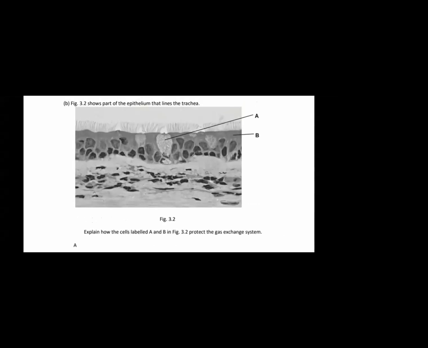Okay, so explain how the cells labeled A and B in figure 3.2 protect the gas exchange system. So by the way, we have just done this. Right now, Nawal did this with us. That's exactly what her answer was, but they have asked the same question in a different way. So okay. First of all, can you name cell A and cell B?